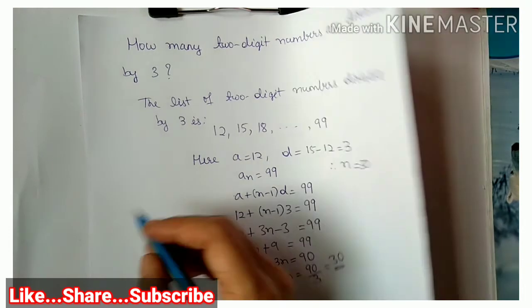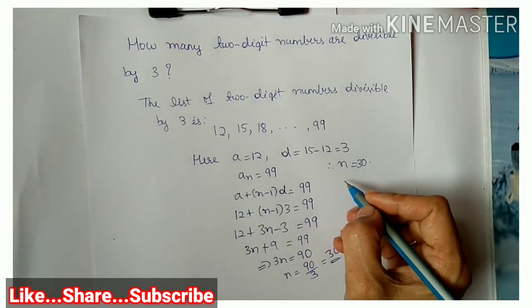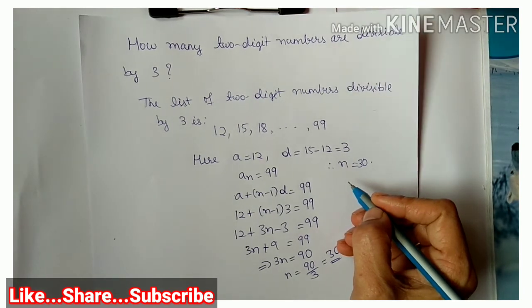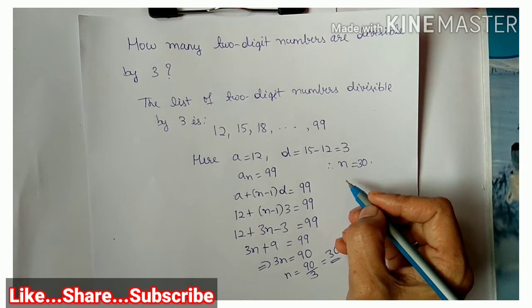So there are 30 2-digit numbers divisible by 3.